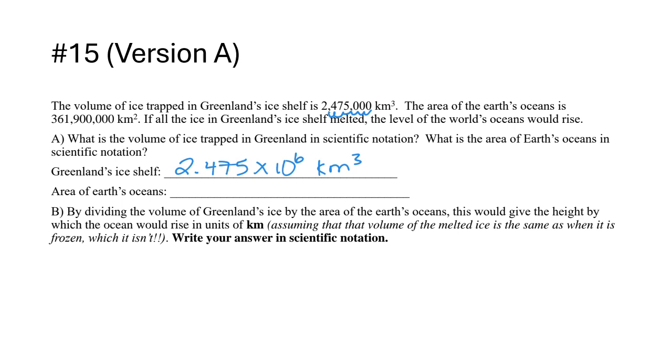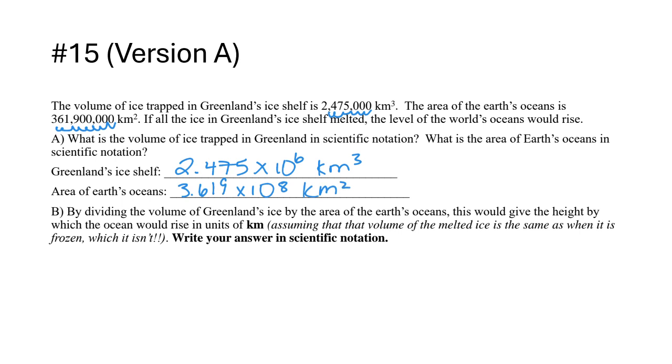Please write your unit. Okay, Greenland's ice shelf is not 2.475 times 10 to the 6. It's 2.475 times 10 to the 6 kilometers cubed. We're talking about its volume. Okay, same thing with the area of Earth's oceans. It's 3.619 times 10 to the, let's see what it is, 1, 2, 3, 4, 5, 6, 7, 8 times 10 to the 8 kilometers squared.